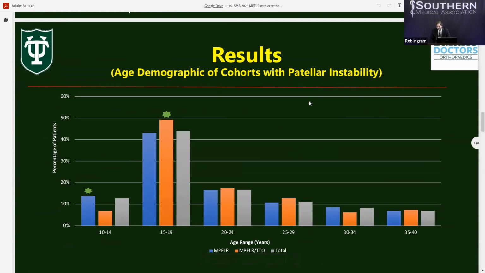Our authors speculated that this finding may be due to surgeons opting to not use TTO in skeletally immature patients with anatomical abnormalities that would normally warrant the procedure due to fear of growth arrest and recurvatum deformity. Further, the MPFL reconstruction with TTO cohort had a significantly higher proportion of patients in the 15 to 19 years of age group. Use of concomitant TTO was likely proportionally higher in this age group because the anatomical abnormalities that warrant it tend to present earlier in life.